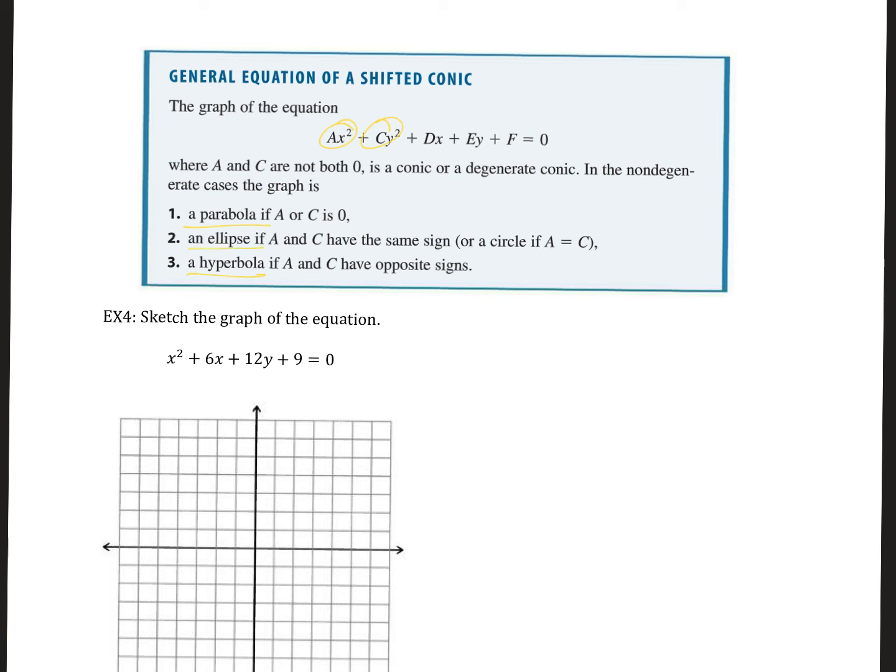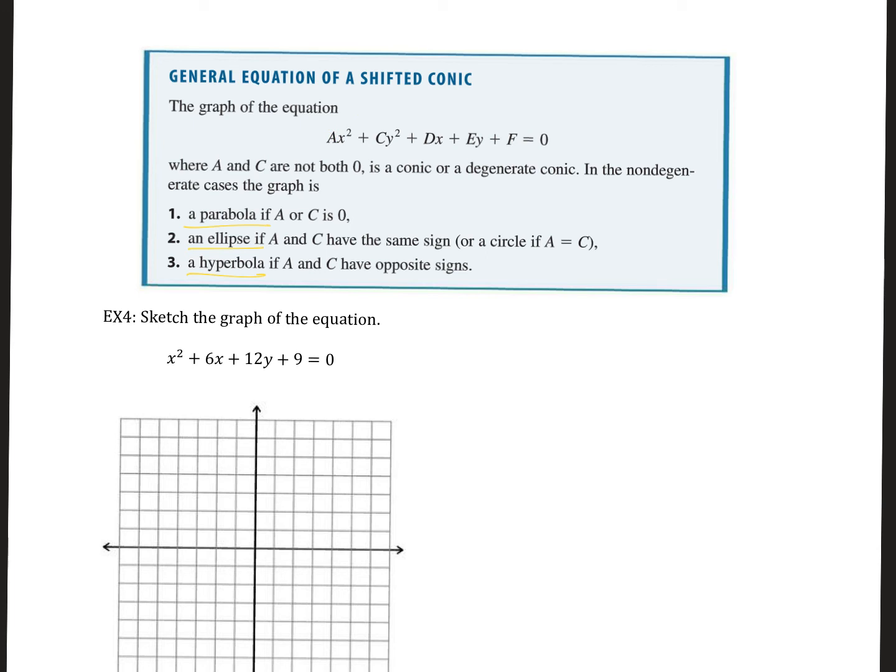And it's pretty much all the stuff that I've been talking about before. So for a parabola, it's if we only have one x squared or one y squared. It's an ellipse if a and c have the same sign, which means we also have both the x squared and the y squared. And it's a hyperbola if they have opposite signs, but we still have the x squared and the y squared. Okay, so definitely look for the x squared and the y squared and look for the signs. That'll tell you which one it is.